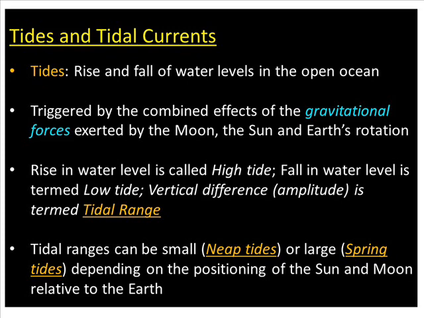Tides refer to the rise and fall of water levels in the open ocean, and that's triggered by the combined effects of the gravitational pull exerted by the moon and the sun on our dear Earth. The rise in the water level is called a high tide, while the fall in water level is termed low tide. Now, the difference between the highest tide and the lowest tide is called the tidal range. Tidal ranges can be quite small, in which case we refer to such periods as neap tides, or they could be large, also called spring tides.